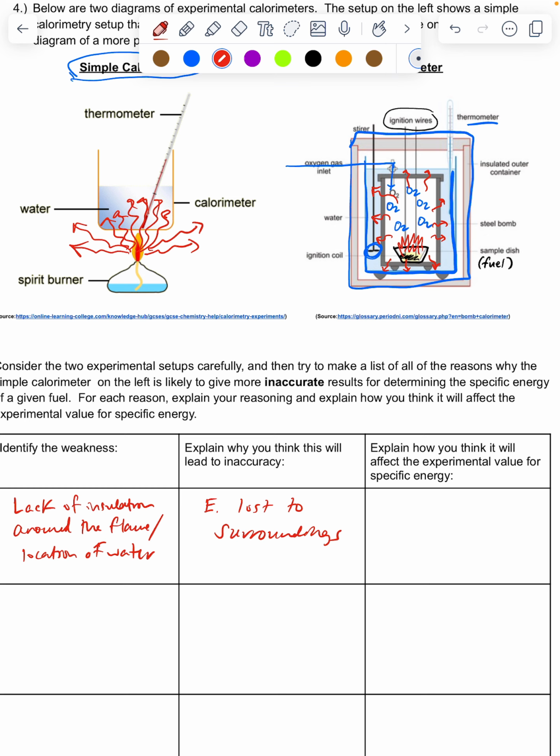That means that not all of the heat is causing a temperature increase. And so if the temperature increase is smaller than it theoretically should be, if all of the energy had gone into the water, the temperature would go up by much more. So the temperature change is smaller, and a smaller delta T mathematically leads to a smaller value for Q, the energy transferred value, and it leads to a smaller specific energy value. So if specific energy values are lower than the literature values, then this is probably one key reason why that is.